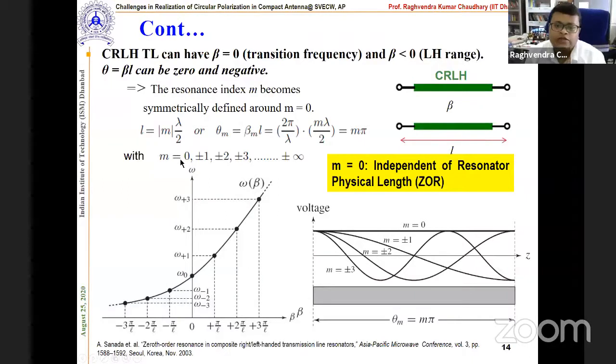Because this is just a transmission line concept, we should recheck these things. This is done with lambda by 2 and a balanced transmission line. Here, at omega naught, beta is 0, which means lambda is infinity, correct? What we can conclude is that m equal to 0 is independent of the resonator's physical length. It means that at a particular size or structure area, we can incorporate any frequency by changing the CL and LL values, and it will always provide normal field components, and hence you get an omnidirectional radiation pattern. This is one of the important properties, because in most applications we require it, and sometimes we require a directional pattern. So we can manage from omnidirectional to directional radiation patterns, correct? I'll show you these things.